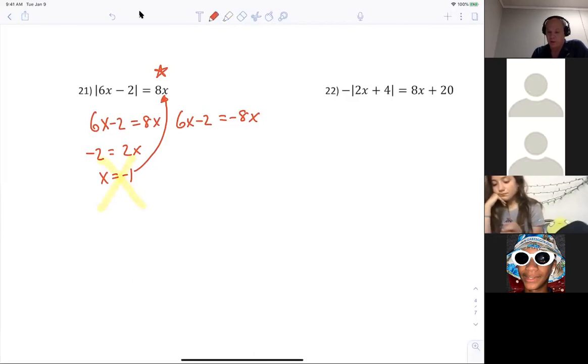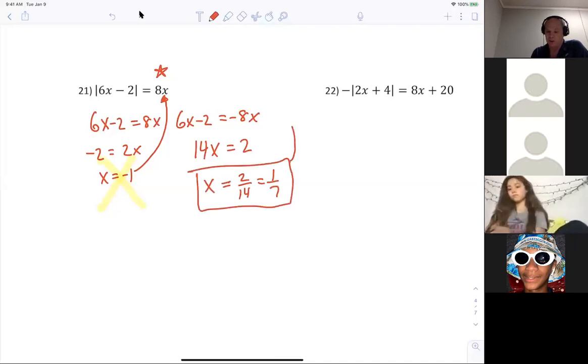Over here, if I add 8x and move the 2, I have 14x equals 2. So x is equal to 2 over 14, which will just reduce to 1/7. Now I know this is going to work because I'm checking right up here. If I plug 1/7 in, it's still a positive. Everybody good?